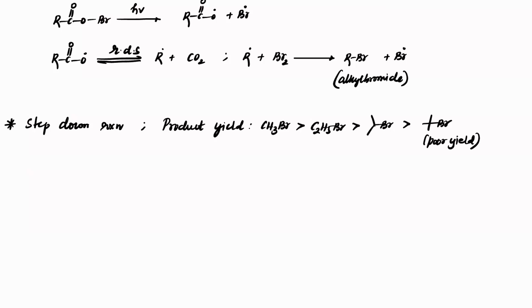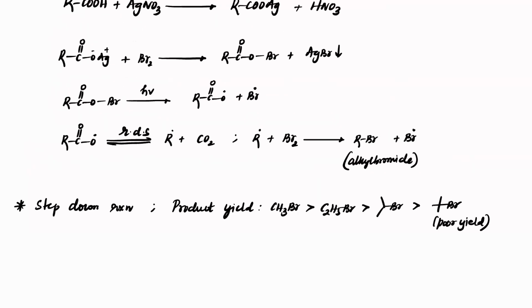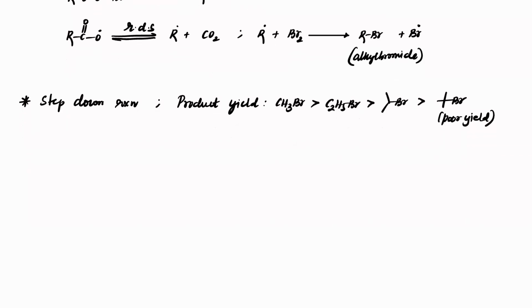Why is the yield like this? Simple. The smaller the radical, the better the reaction they can make. If they are bulkier, they will try to make disproportionation reactions. They will be involved more in disproportionation reactions, and this is what you will notice. I'll put this as an example now.